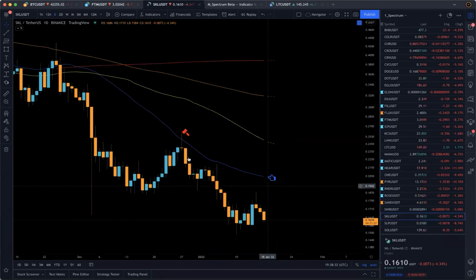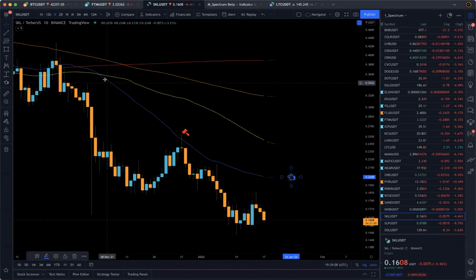SKL, it's moving away from the blue. It's a pretty weak coin at this moment. Two rejections and still moving away, completely in reverse order, you see. Because it's further from the blue, that means there could be a potential bounce. So it could bounce and try to break above the blue again.